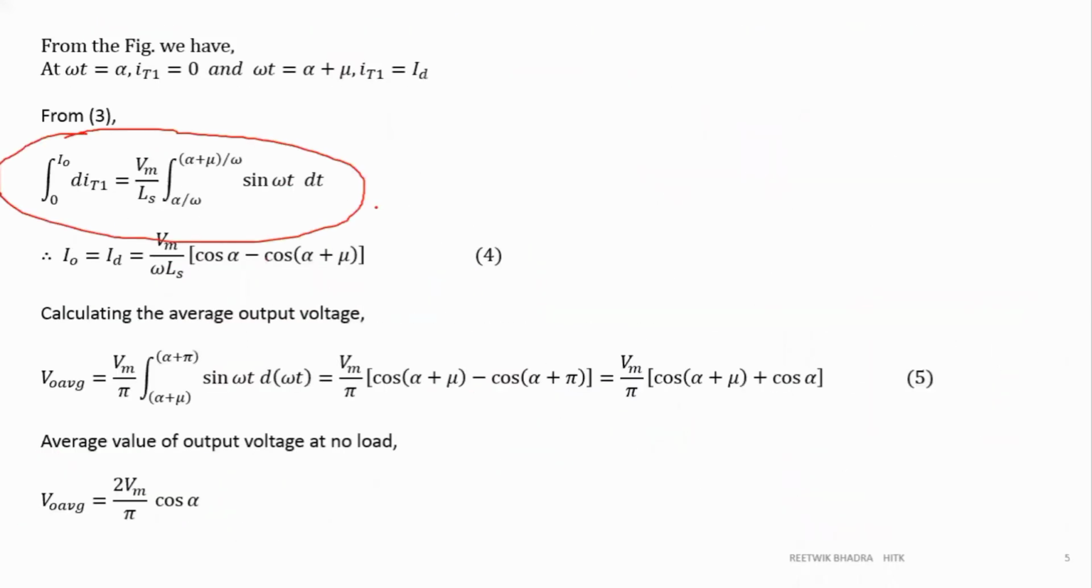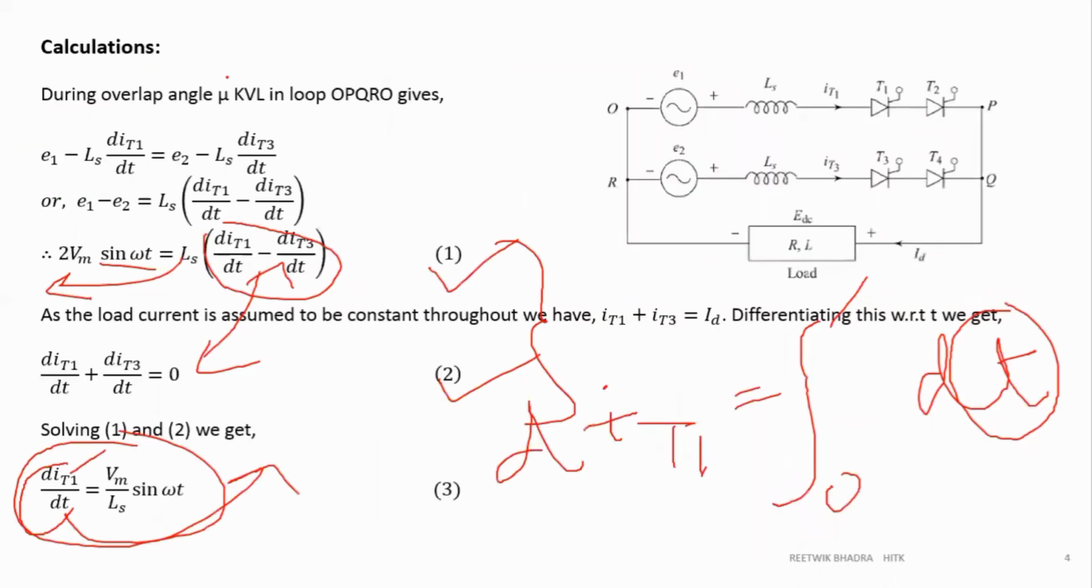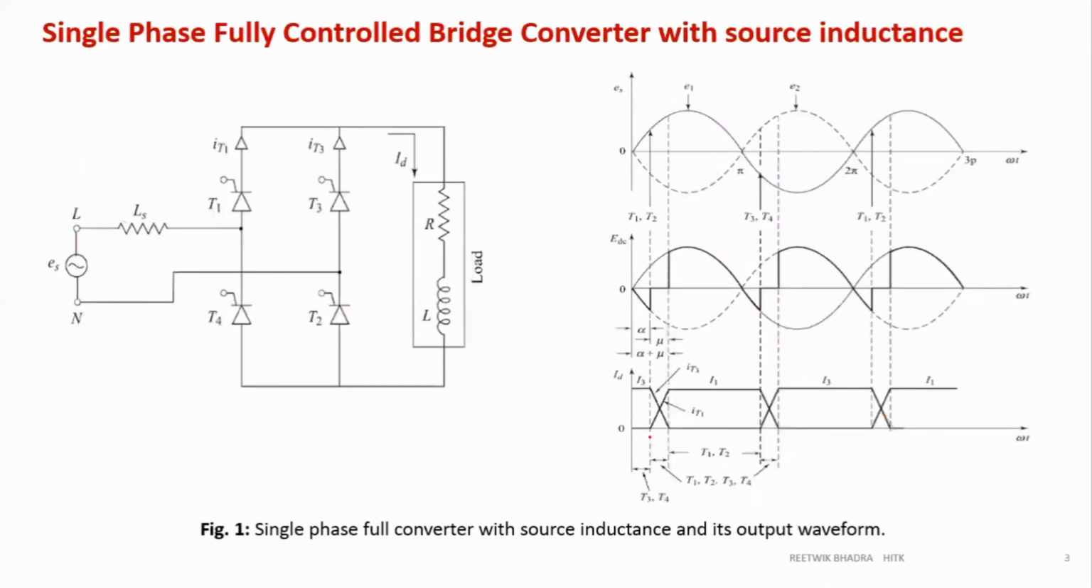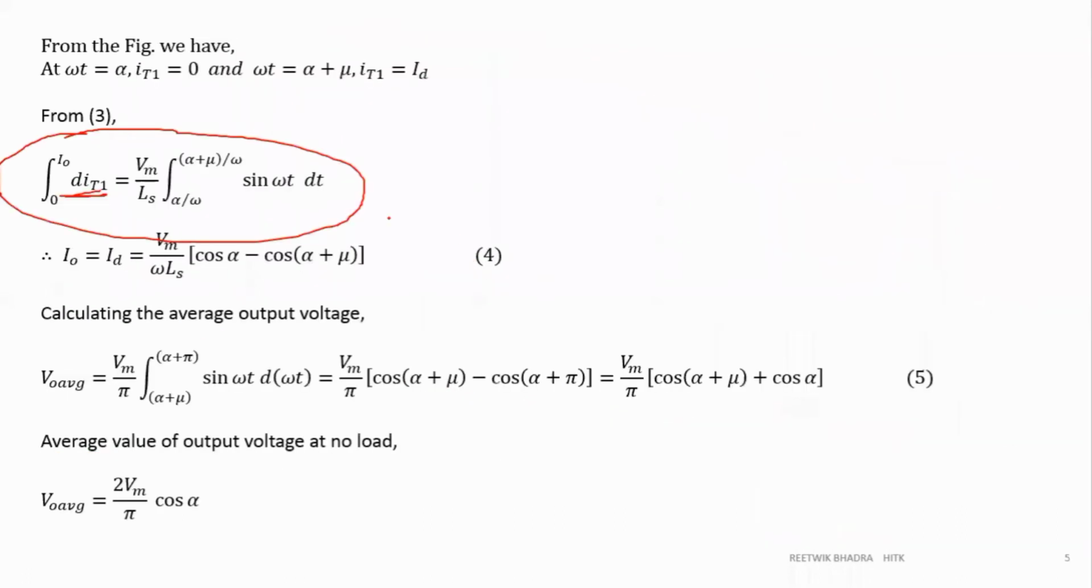How is this coming? I'll explain it. Now take diT1. All this analysis is done during which period? During the angle mu period. So during this angle mu period, what is happening to IT1? IT1 was 0 initially and increases up to a maximum value, that is ID, or I1, I2, whatever you want to take. So 0 to I0 I have taken.